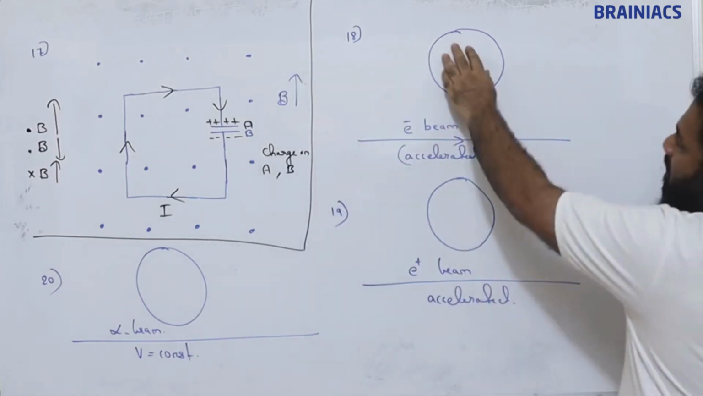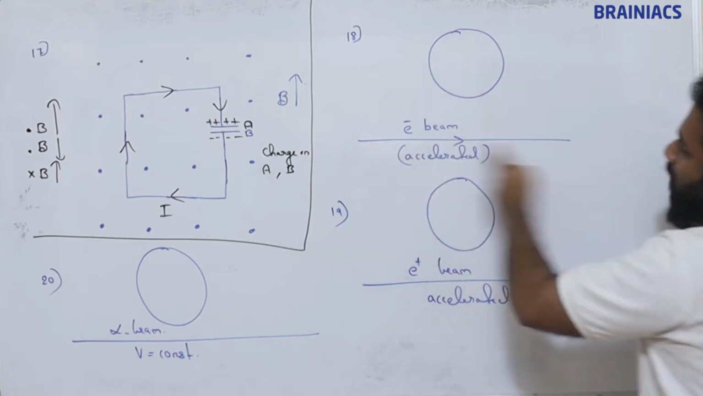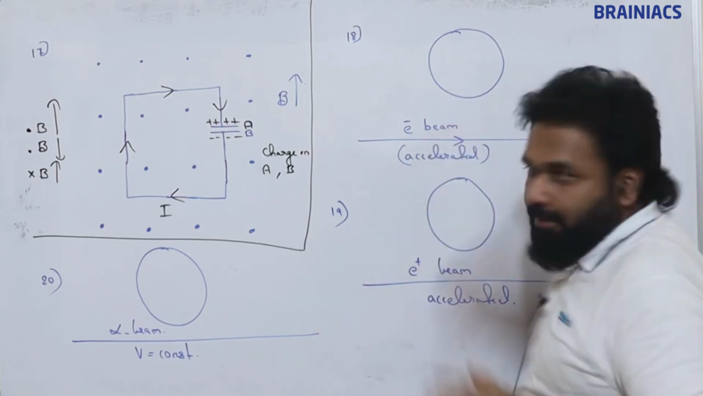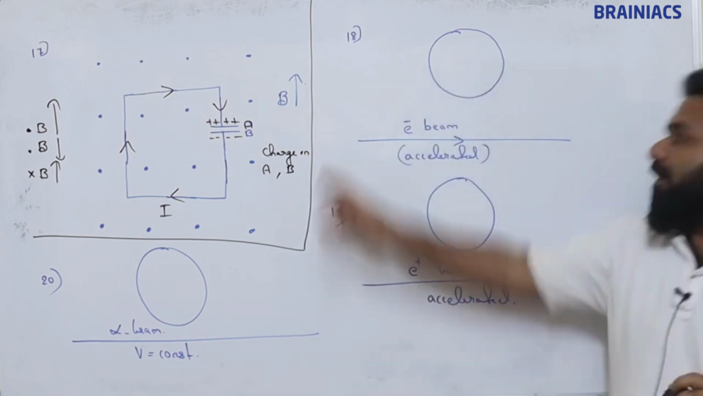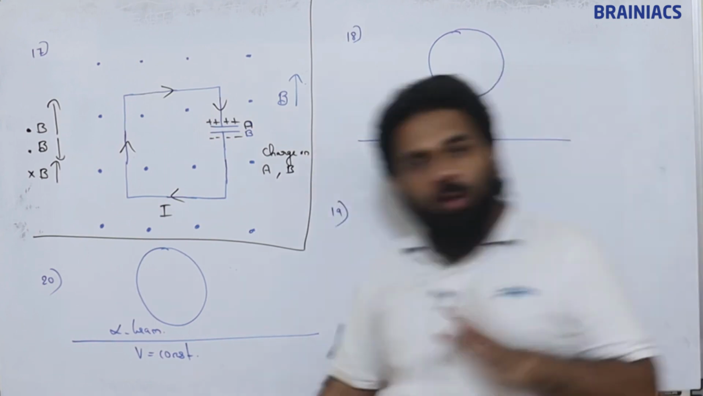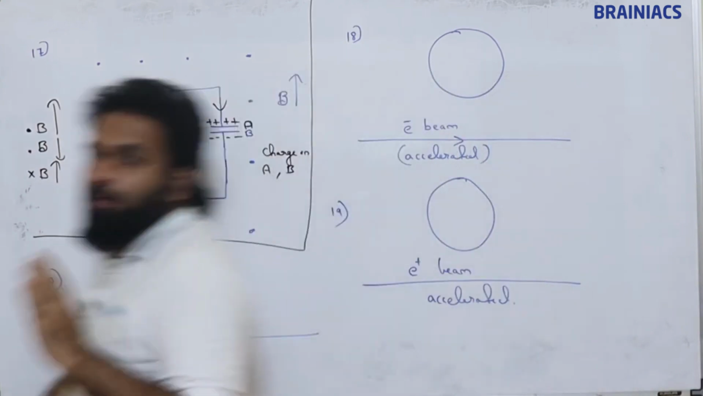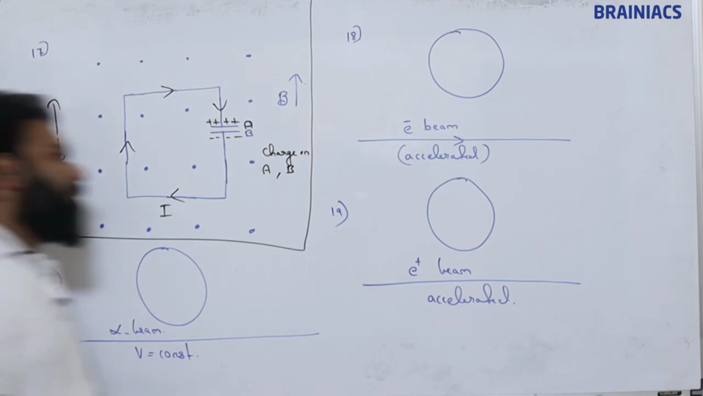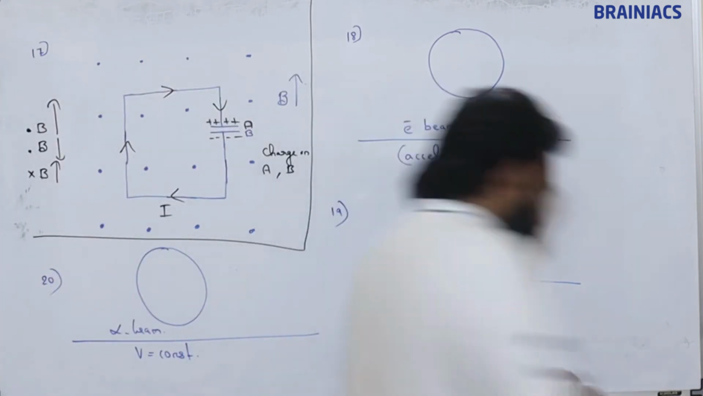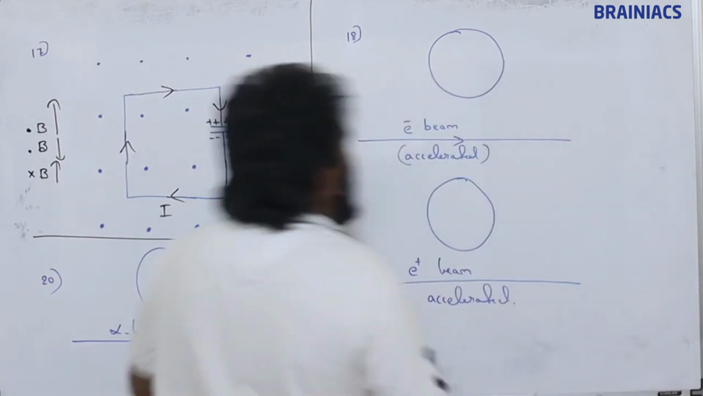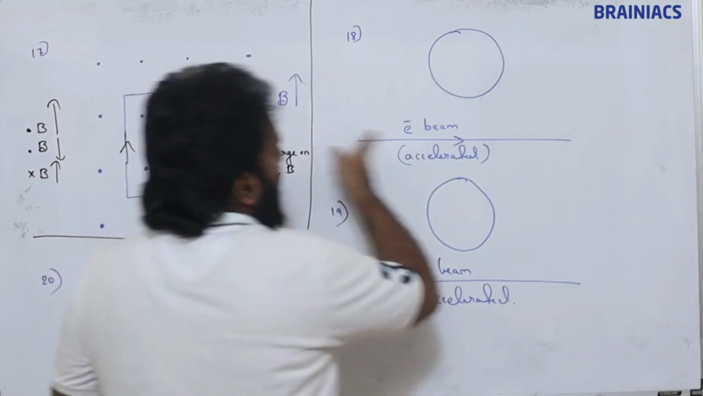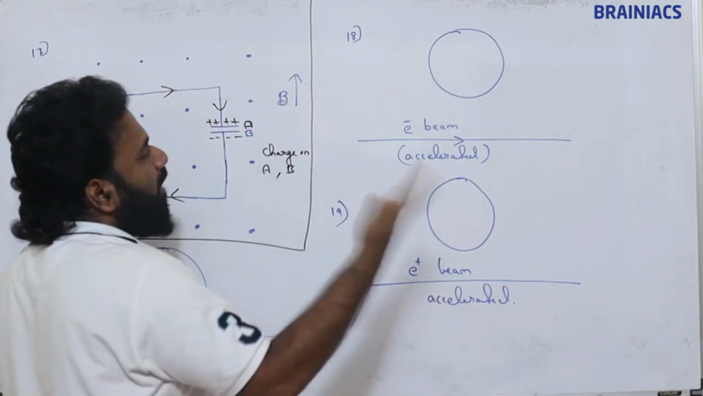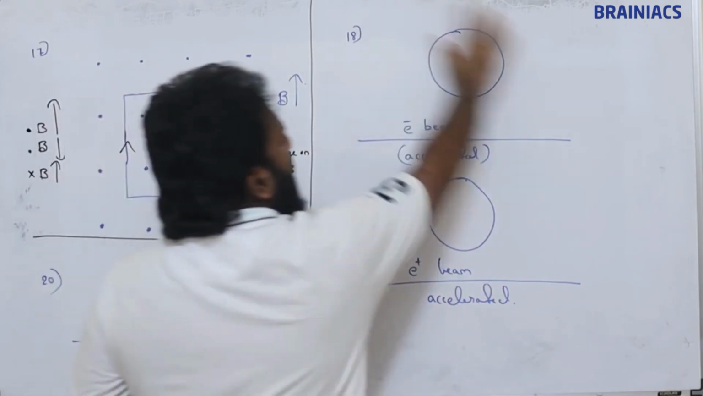So this is a loop. Electron beam is coming like this. The electron beam is accelerated. It is coming like this. Now pause the screen and do it on your own. Done. Fine, we will see. So if the electron beam is going like this, what will be the direction of magnetic field here?